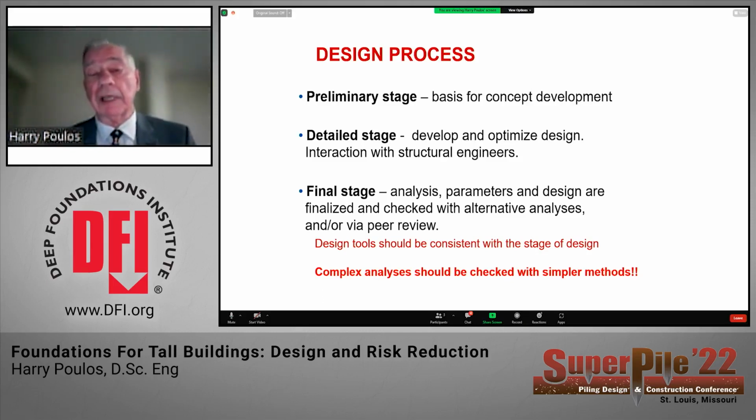And I've listed here that the design tool should be consistent with the stage of design, so that obviously you don't try and use three-dimensional finite element methods in a preliminary stage, but you use a fairly simple approach. And whatever the stage is, any complex analyses that we do need to be checked with simpler methods, because quite often with contemporary software, we are not always in control.